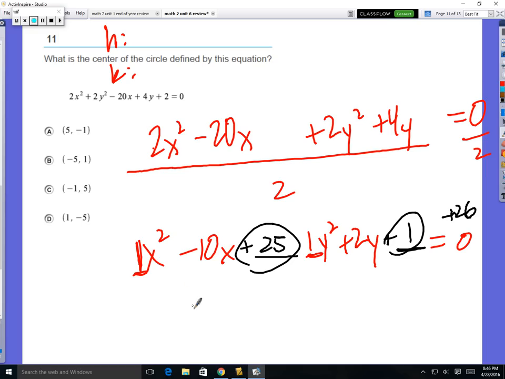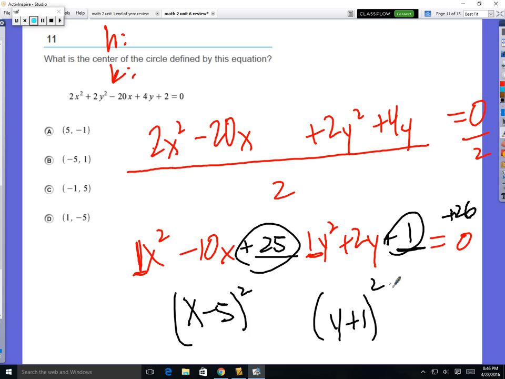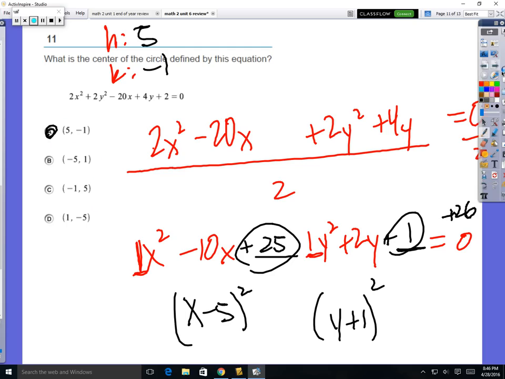Okay, this is going to factor to x minus 5 squared, and this will factor to y plus 1 squared. So that means your h is at 5 and your k is a minus 1. So that matches A.